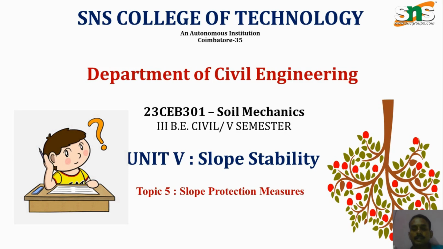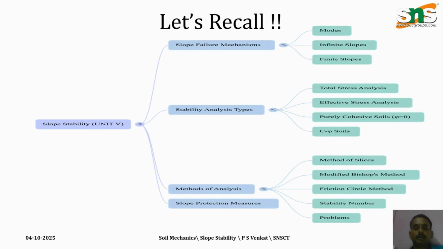In today's video lecture series, I am here to present on the topic design thinking based content delivery on slope protection measures. Before going to the topic, let's recall the various topics which we are going to study in Unit 5. Unit 5 deals with slope stability. In the first part, we will be learning about various slope failure mechanisms and various methods of analysis of slopes for stability, and finally we are going to learn about slope protection measures.